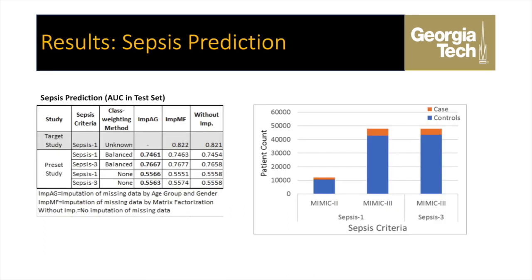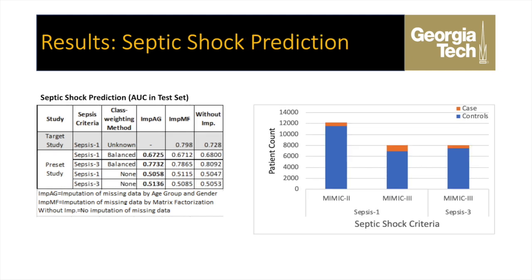For sepsis prediction, as illustrated in the bar chart, controls made up approximately 90% of the patient cohort, so we balance the classes during training using class weighting. See the 4th column of the table. Our Sepsis 1 model, which attempts to use the same methods described in the target study, had slightly poorer performance. With our Sepsis 1 model serving as a baseline performance, the Sepsis 3 model performed slightly better.